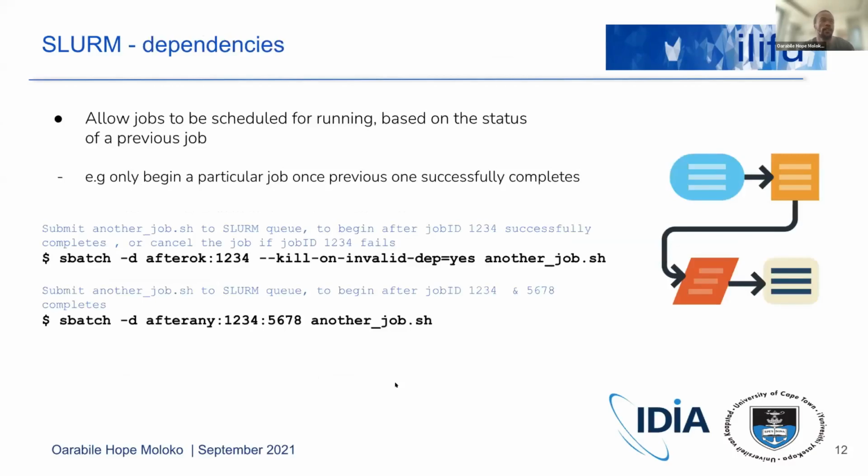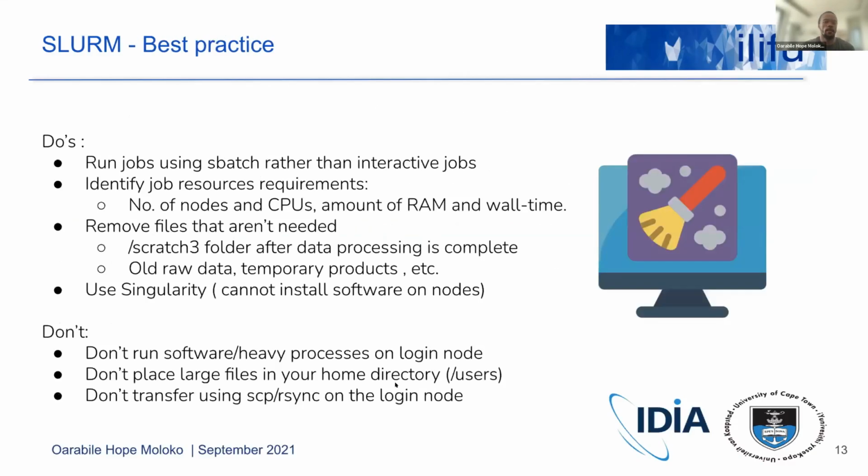Finally, I show dependencies. This is where you can schedule jobs to run based on the status of a previous job. So if you have one job depending on the output of another job, you can have that set up. This will be elaborated further in the next training sessions. Last but not least, keeping tidy and orderly using bash scripts rather than interactive sessions, and identifying job resource requirements.